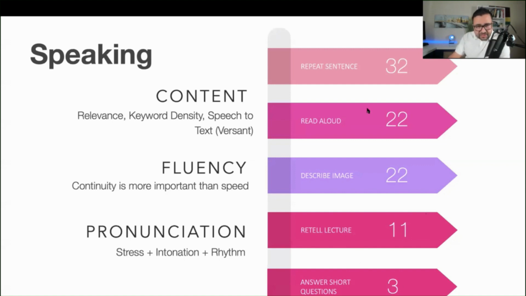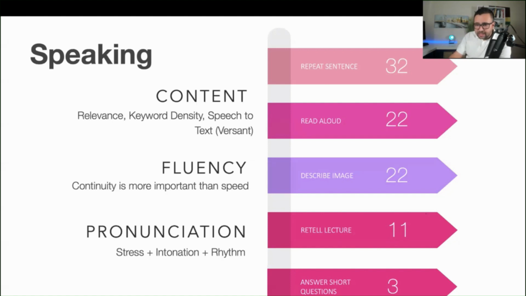So repeat sentence is the most important question here. Read aloud and describe image both are equally important, carrying 22 points each, and retell lecture has half the importance of read aloud or describe image, and answer short question is the least important question. When you are practicing or preparing for your exam, start with repeat sentence. Make sure that you can repeat as much of the sentence as you can, but don't get caught up with the content too much.